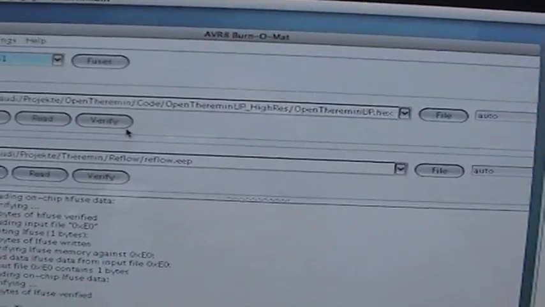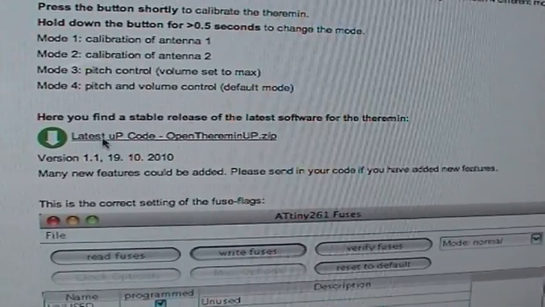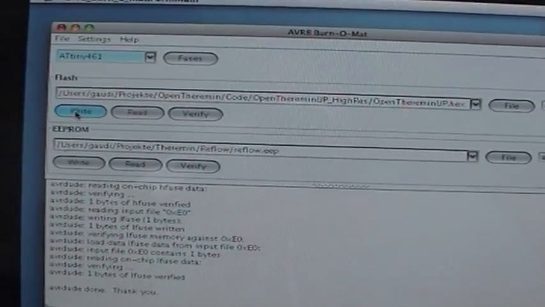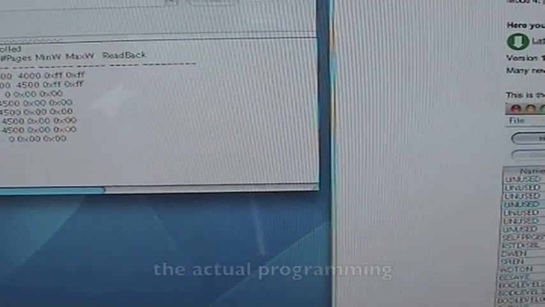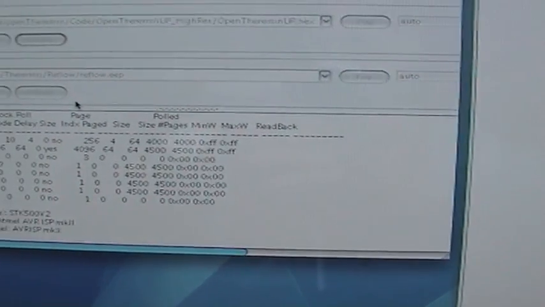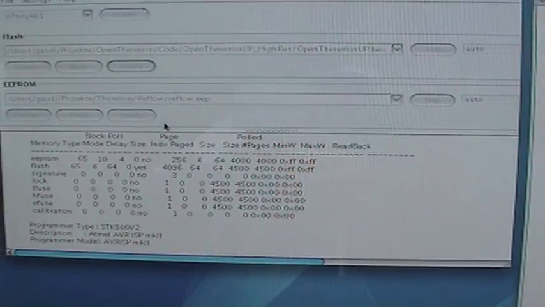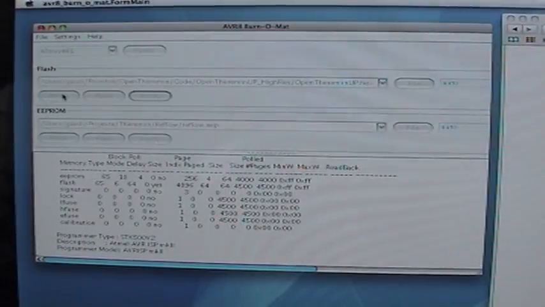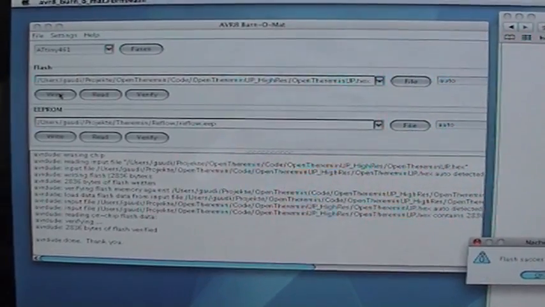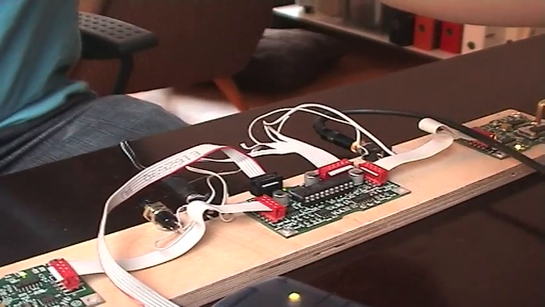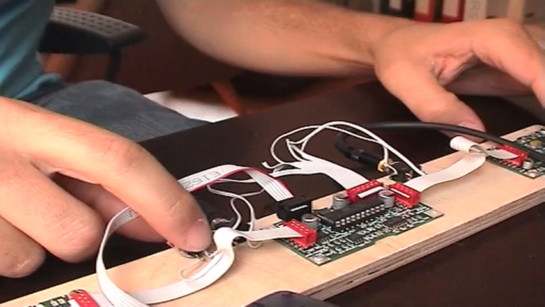and then I take the hex file. You can also find it on the website in the zip archive, and I write this on the chip. You can even hear the programming. Okay, so this was the welcome sound.